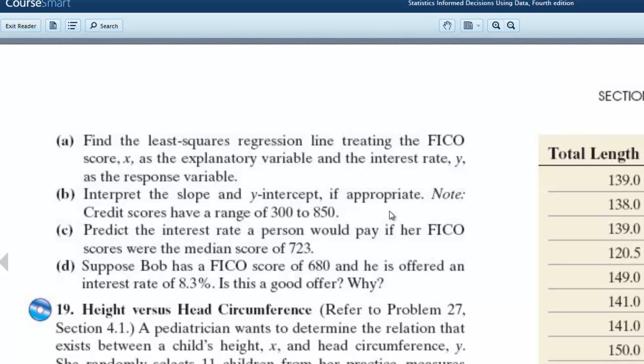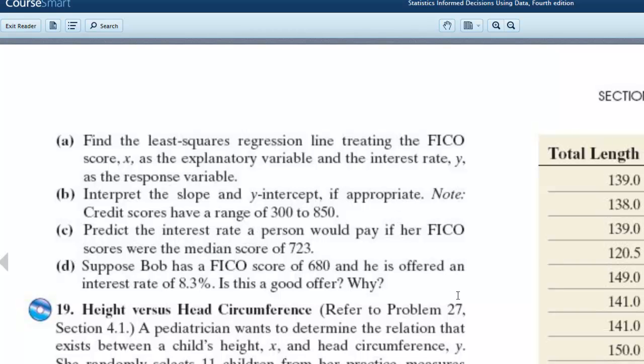And going back to the book, it says, if appropriate. Now in this case, FICO scores only go from 300 to 850, and the FICO score is the x value. So it is not possible to have a FICO score of 0. And so in this case, it is not appropriate to interpret the y-intercept because it's nonsensical. It just is a constant which is required by the model in order to make things work. So you really can't interpret it in the context of the problem.